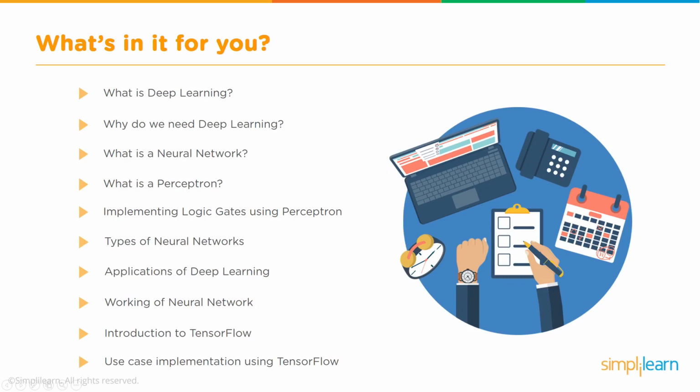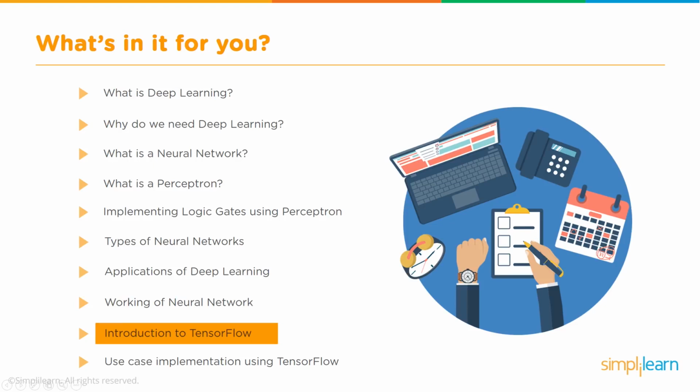So what are we going to do in this tutorial? We will see what is deep learning and what we need for deep learning. One of the main components of deep learning is neural networks. So we will see what is a neural network, what is a perceptron, and how to implement logic gates like AND, OR, NOR, and so on using perceptrons, the different types of neural networks, and then applications of deep learning. We will also see how neural networks work, so how we do the training of neural networks. And at the end, we will end up with a small demo code which will take you through TensorFlow.